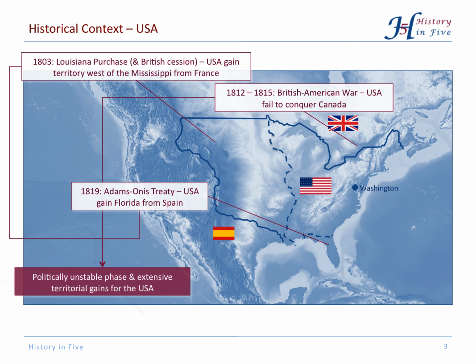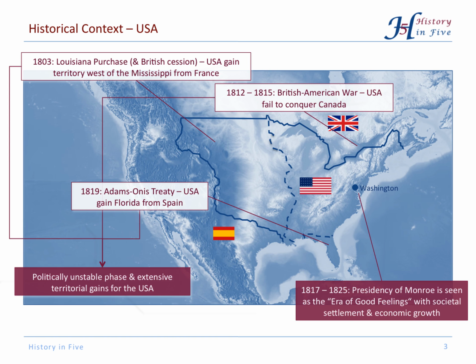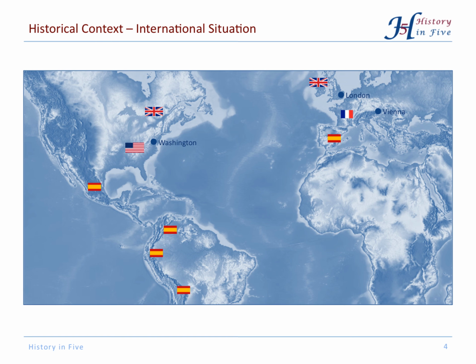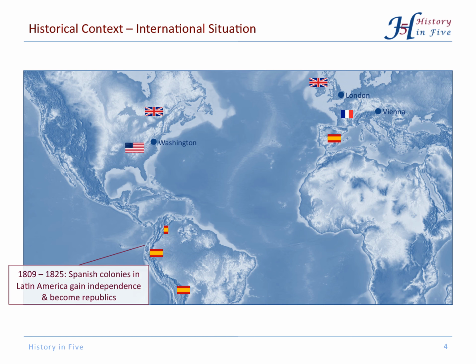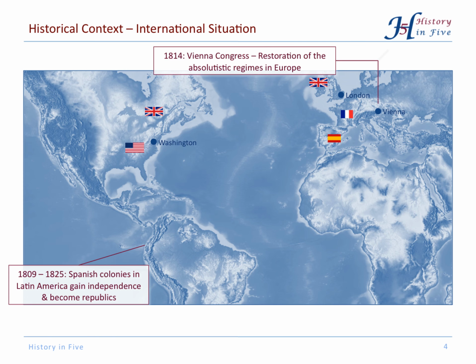And then the presidency of James Monroe was seen as the era of good feelings because there was a societal settlement and substantial economic growth. To the international situation, Spain lost her colonial empire in Latin America and independent republics emerged. In Europe, there was the Vienna Congress, which meant the restoration of the absolutistic regimes.